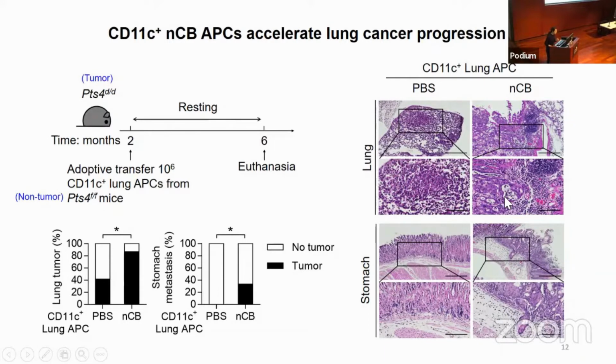This is just a representative histology. This is a tumor. This is lymphocytes trying to get into the tumor. This is normal looking epithelial cells. This is tumor cells breaking the basal membrane. So based on this result, we showed carbon black APCs can directly accelerate lung cancer progression.